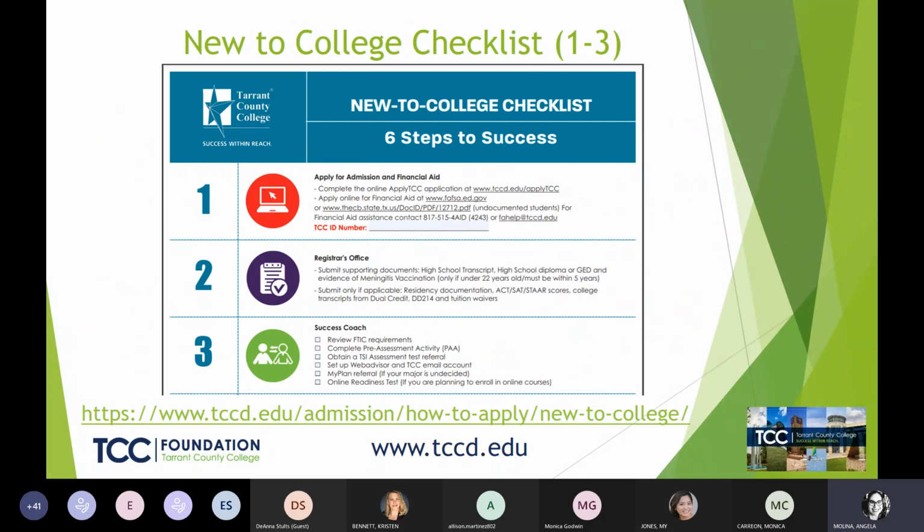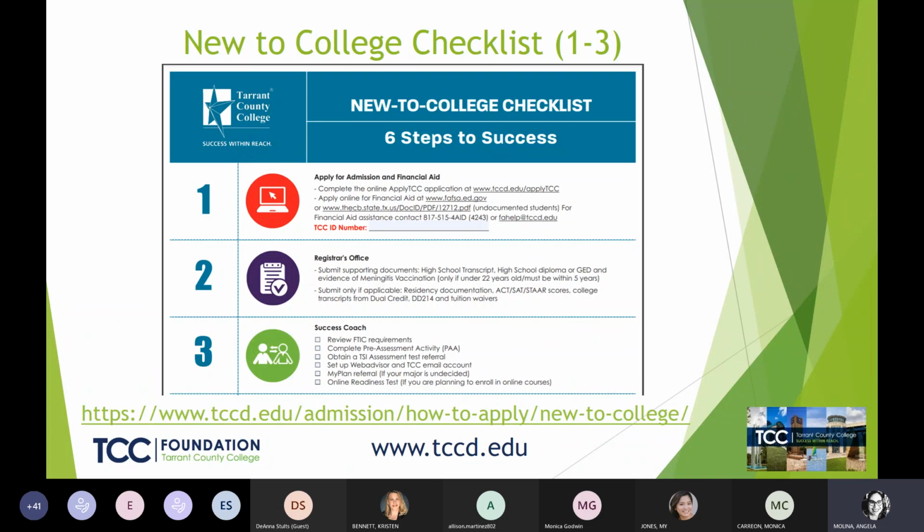So this is the new to college checklist. The link right underneath it takes you to the web page. It actually has each step with a little bit more information, with links directly there for the different departments listed. But at the very bottom of that web page, you can also download and print this checklist if that helps you. But steps 1 through 3, and some of this Monica's already gone over, step 1 is applying for admissions and financial aid, both online processes, and then you'll receive your TCC ID number when that happens.